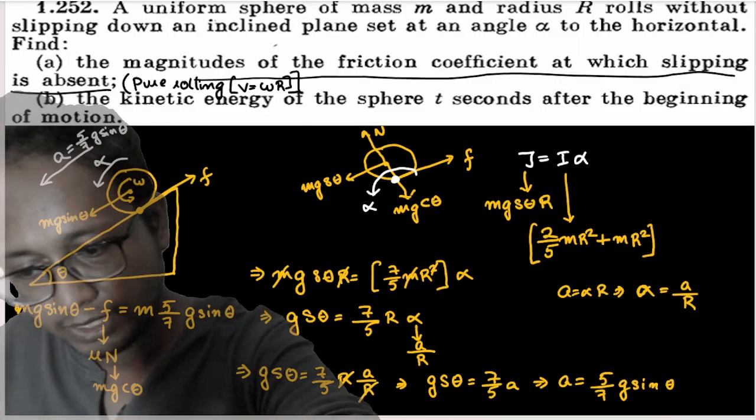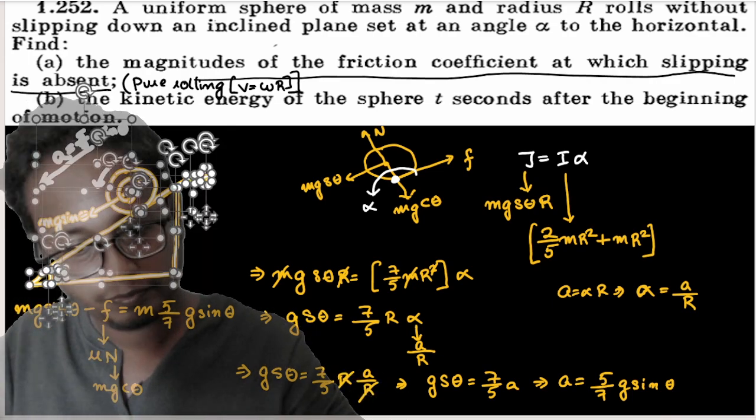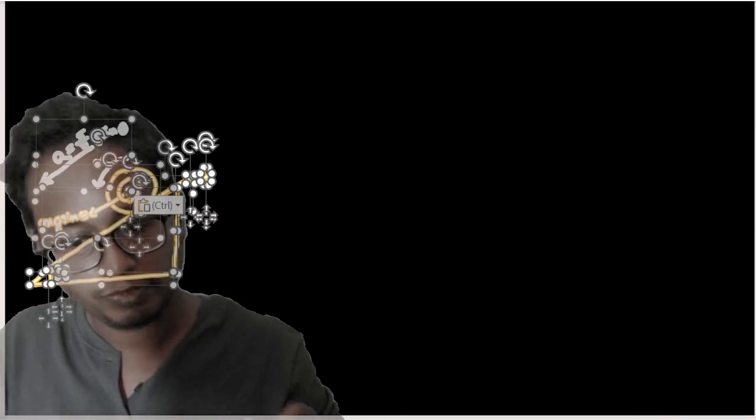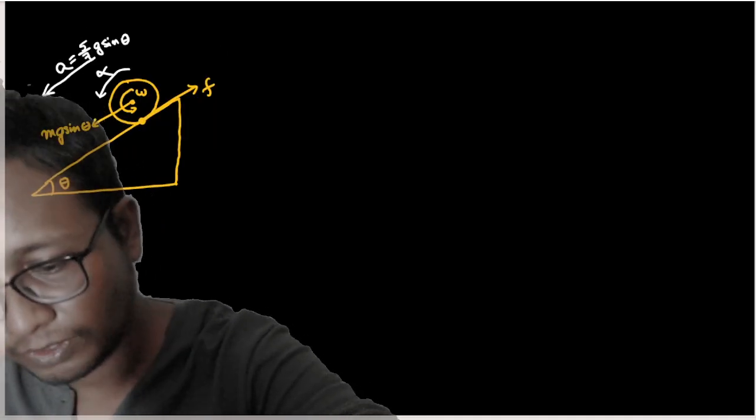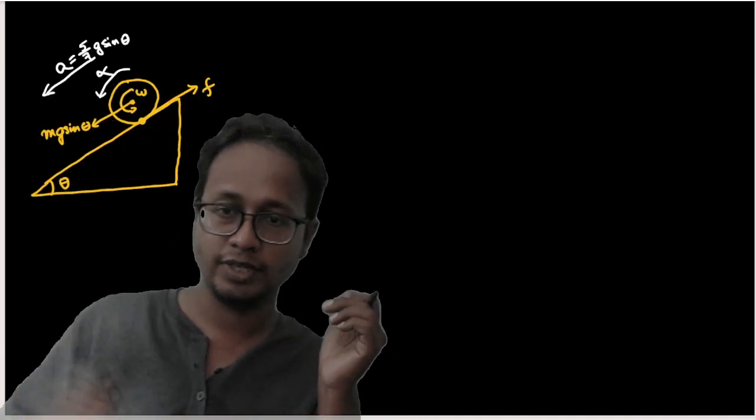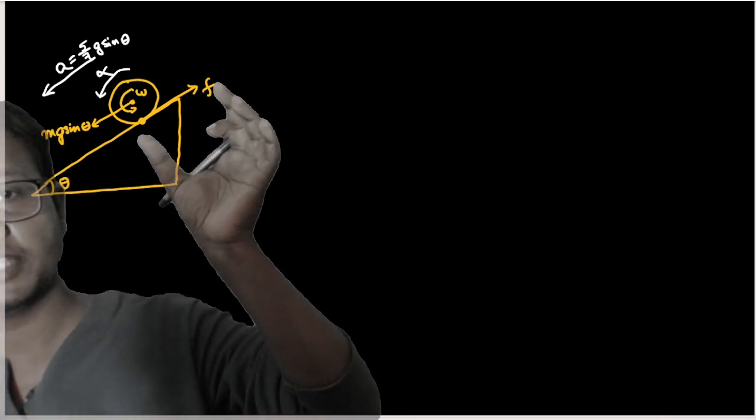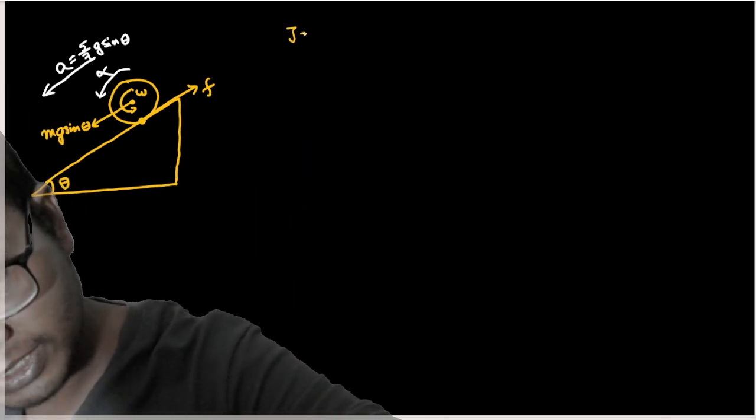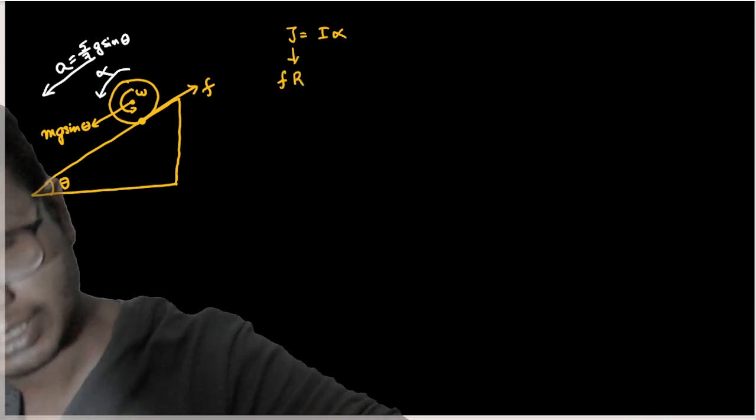So let me copy the diagram, otherwise you won't understand. Let me paste it out here. I'm writing my equation from the ground frame of reference. So from the ground frame of reference, what is causing the torque? This friction force. So torque is equal to I alpha. Torque is nothing but F into R, isn't it?